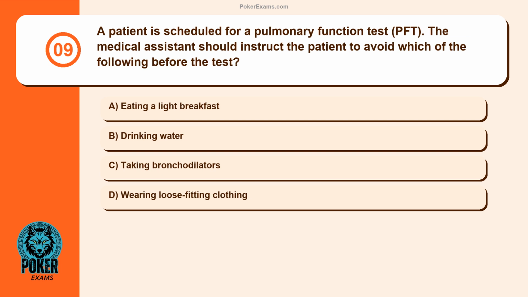Question 9. A patient is scheduled for a pulmonary function test, PFT. The medical assistant should instruct the patient to avoid which of the following before the test? Eating a light breakfast, drinking water, taking bronchodilators, wearing loose-fitting clothing.